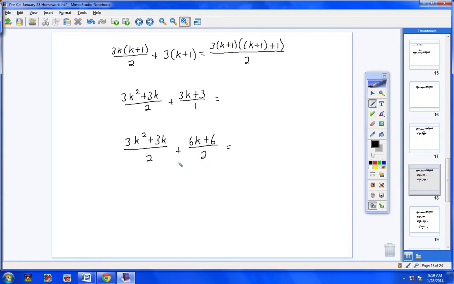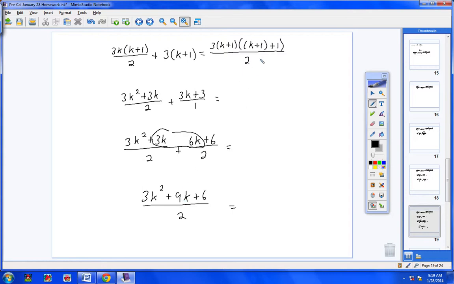Now I have a common denominator. Now students, you know by now when you have a common denominator, you can put a real big fraction bar, put your common denominator right here, and you can put your two numerators together. You can add them. So if you do that correctly, you'll come up with this right here. 3k squared plus 3k plus 6k plus 6 is this right here. Your 3k and your 6k gave you a 9k right here.